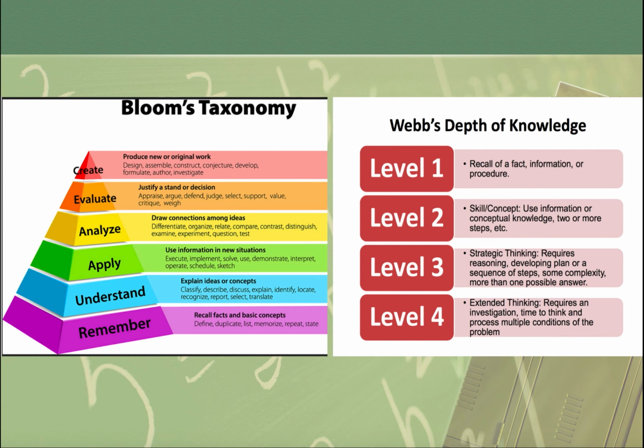I think Webb's depth of knowledge questions are a little bit more in depth and really support the strategic questioning and thinking that perennialists are looking for, but both certainly have a role in your future professional practice.